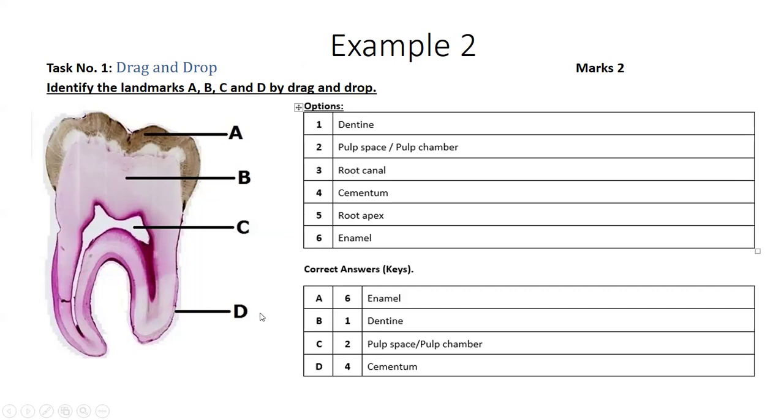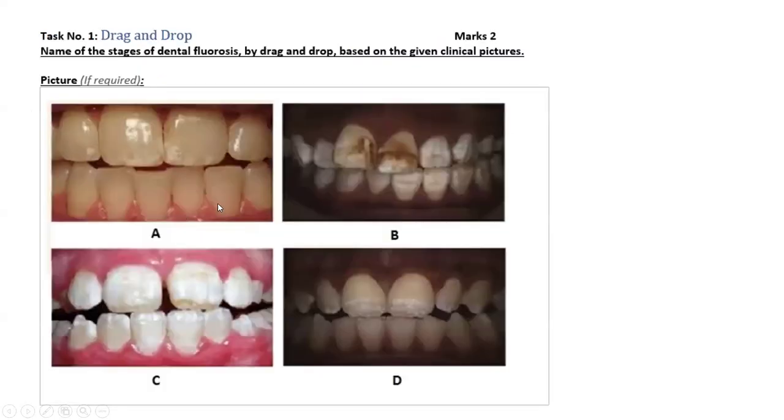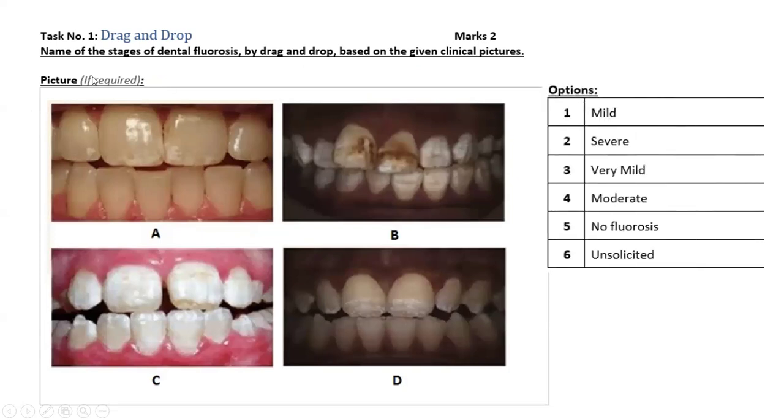Drag and drop is the easiest one you can use, and the students can easily identify the areas on the picture. In the third example, you can see there are some pictures of teeth present, mandible and maxilla. Here the task is: name the stages of dental fluorosis by drag and drop based on the given clinical picture. So you always mention whatever your task is, whether it's a drag and drop or cross match or fill in the blanks or a short answer, so that they will understand how they have to put it in the Moodle.